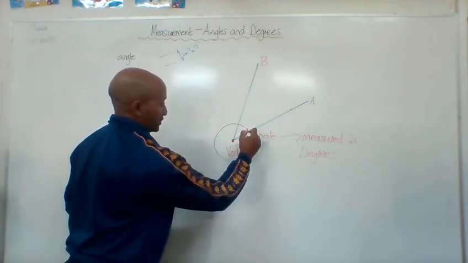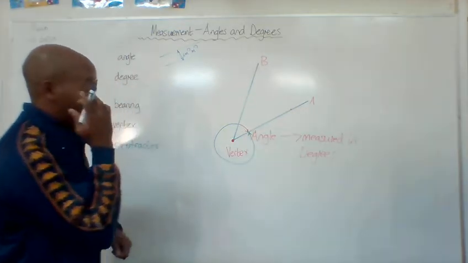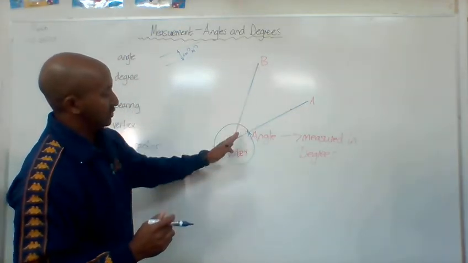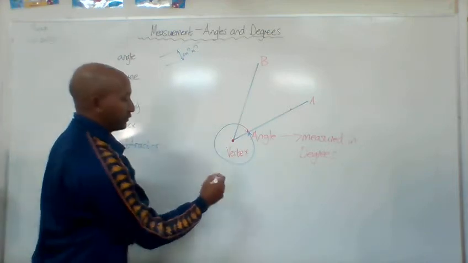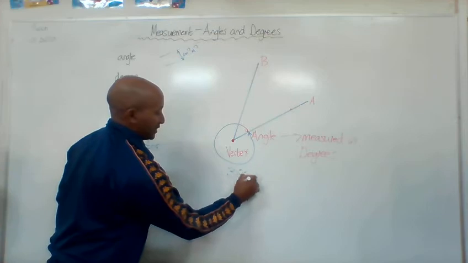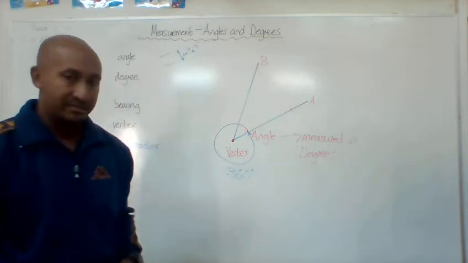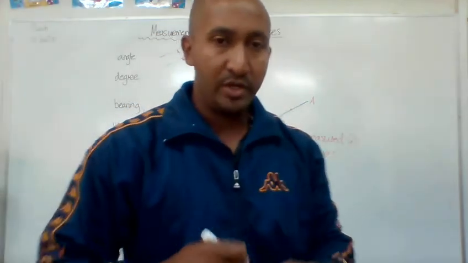So imagine that this is a full circle, okay? And we're just looking at the angles on that circle where our two lines meet at this vertex. Our full circle would have 360 degrees. You have probably heard this before.